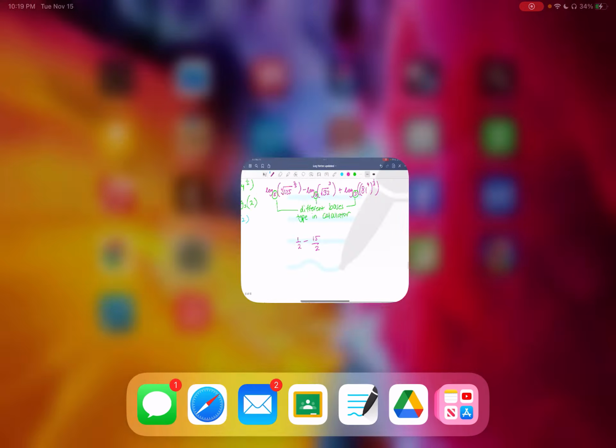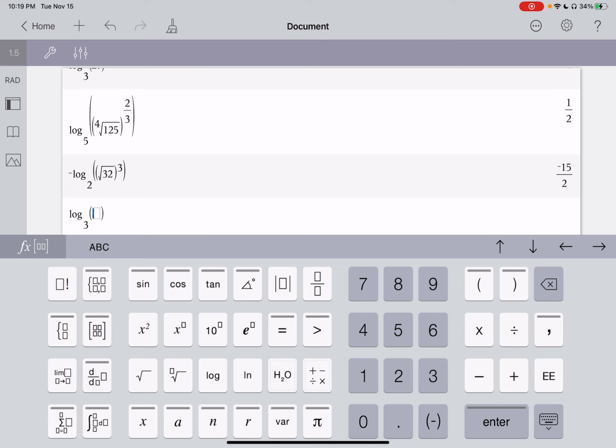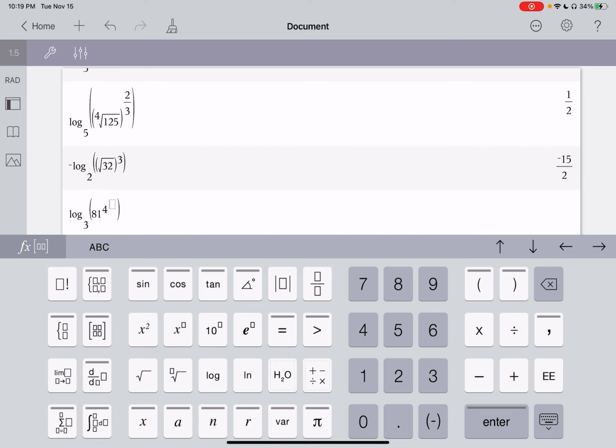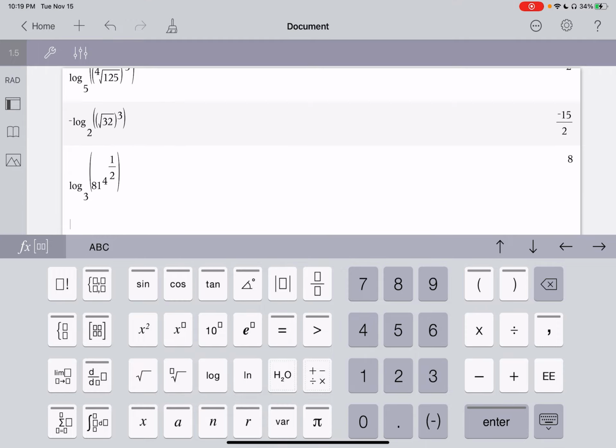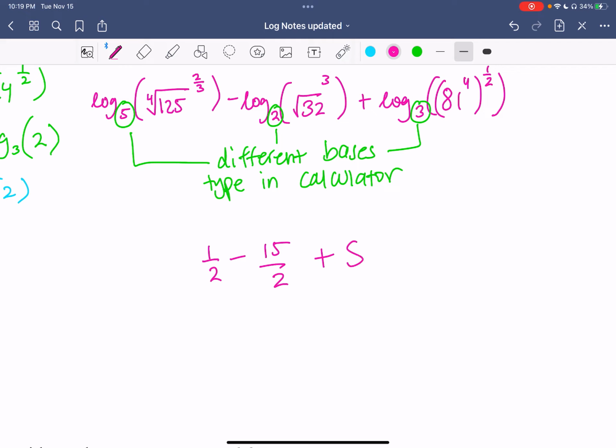Okay. Then the next one is positive log base 3 of 81 to the power of 4, and then all of that to the power of 1/2. Okay, and that gives you positive 8.